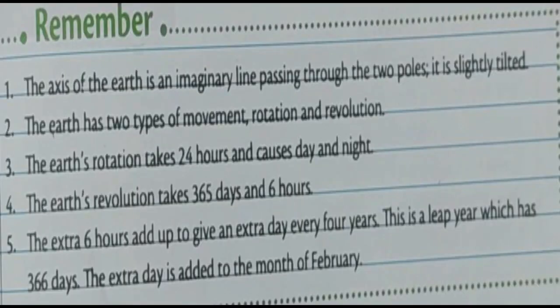Remember. 1. The axis of the Earth is an imaginary line passing through the two poles, it is slightly tilted. 2. The Earth has two types of movement, rotation and revolution. 3. The Earth's rotation takes 24 hours and causes day and night. 4. The Earth's revolution takes 365 days and 6 hours. 5. The extra 6 hours add up to give an extra day every 4 years. This is a leap year, which has 366 days. The extra day is added to the month of February.